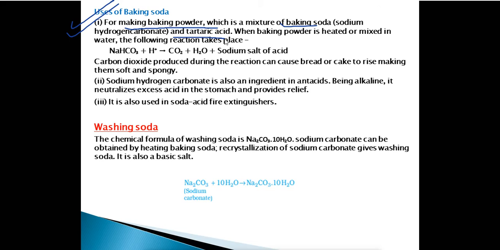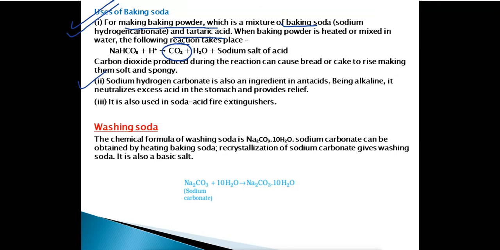And what happens when baking powder is heated or mixed with water? NaHCO3 plus H+ gives CO2, H2O, plus sodium salt of acid. You can see that over there also carbon dioxide gas is produced which makes the cakes and bread very soft and spongy. So one question can come, why do we add baking soda in cakes and bread? You can write that we add baking soda in cakes and bread because it makes them fluffy, which is because of the carbon dioxide gas released in the cooking process.